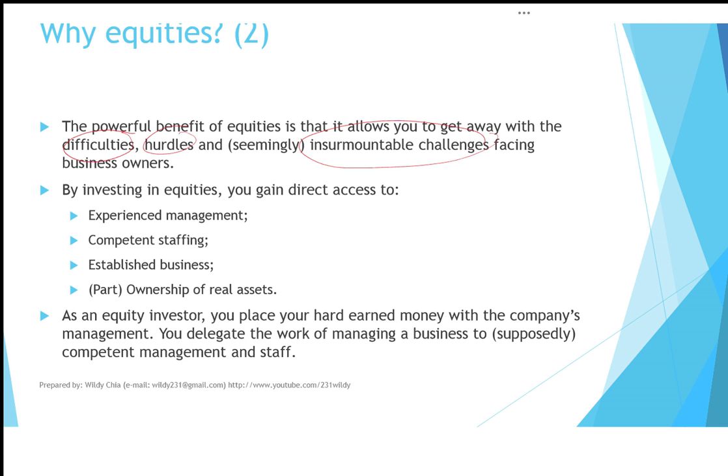And then once more, if you needed that additional trade finance, how would you be able to get it from suppliers? Not very easy. Okay, it might be easy, it might not be. It depends on your relationship. So there are various factors that a business owner has to consider, and all these are real problems. However, if you invest in equities, you gain direct access to experienced management that has seen it all, presumably the case.